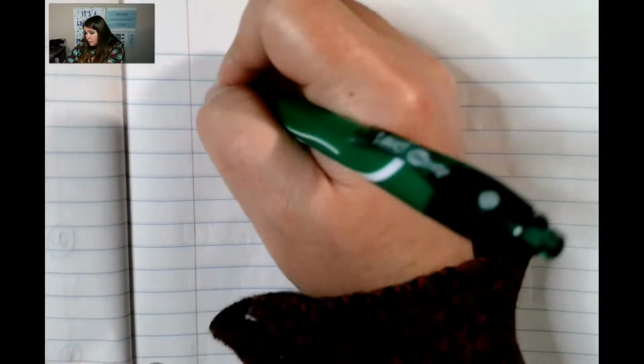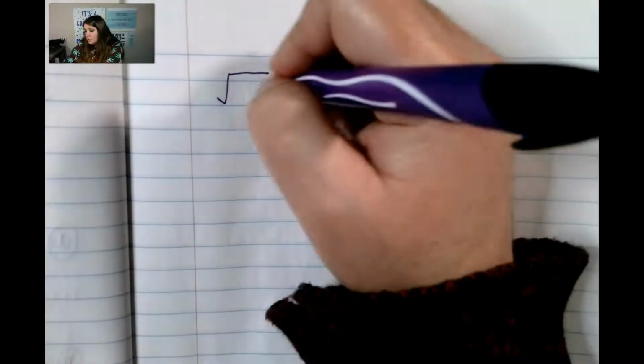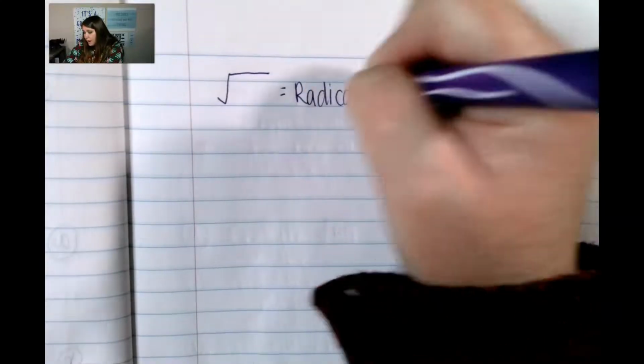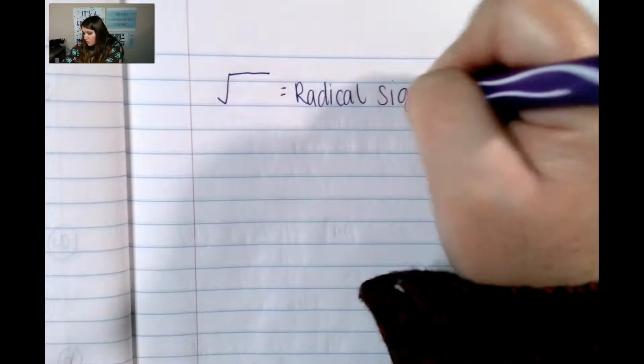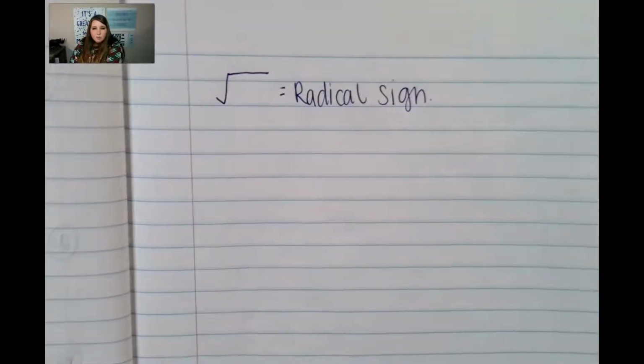This symbol that we've been looking at is a radical sign. Not like radical, totally tubular, right? Not that one. It's radical because it's kind of like not a real number. Okay, so radical is just a symbol that we're going to use. So this is a radical sign.